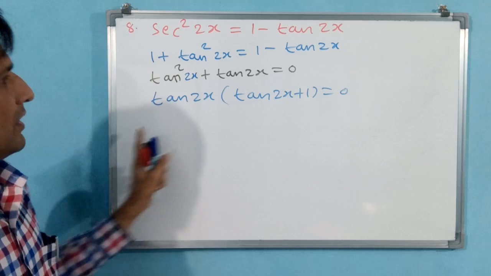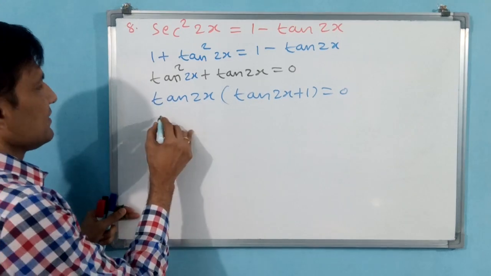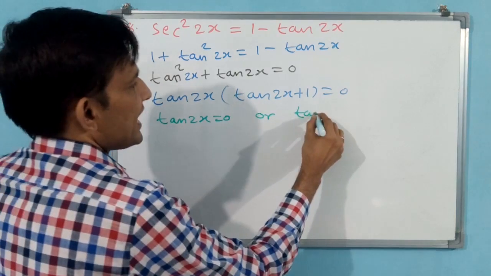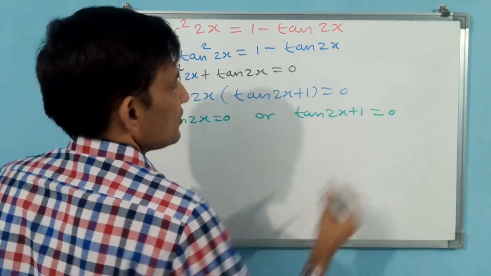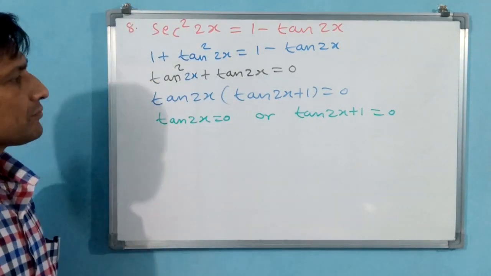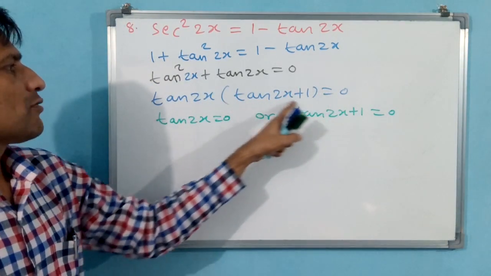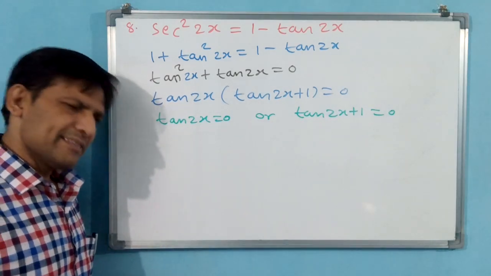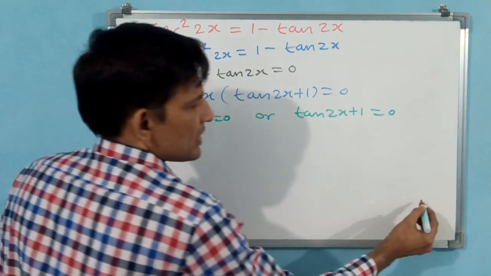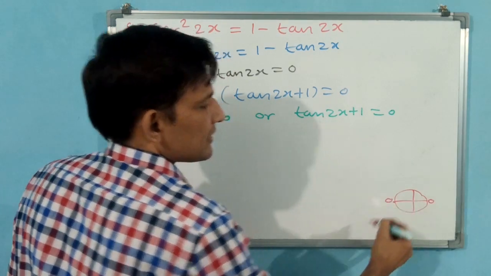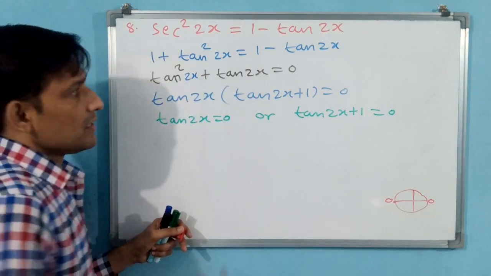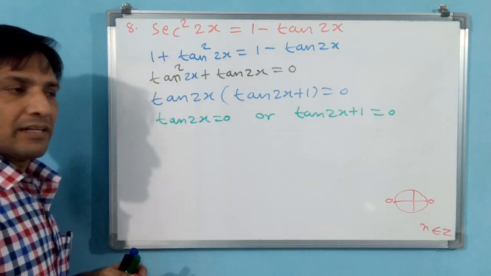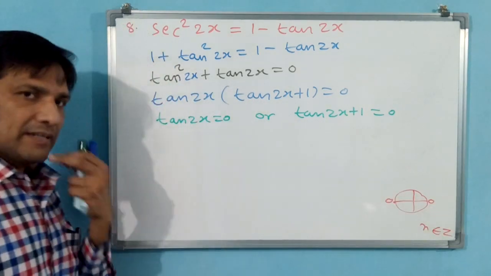Now what are the possibilities like this? You see, tan 2x is equal to 0 or tan 2x plus 1 is equal to 0. Is it correct? Definitely correct. Tan 2x is equal to 0 means directly you take n pi. Why? Because like sine, tan also is 0 at these two areas. N pi. For all these values you have to write n belongs to z. Don't forget. Finally, before the answer you write that one.